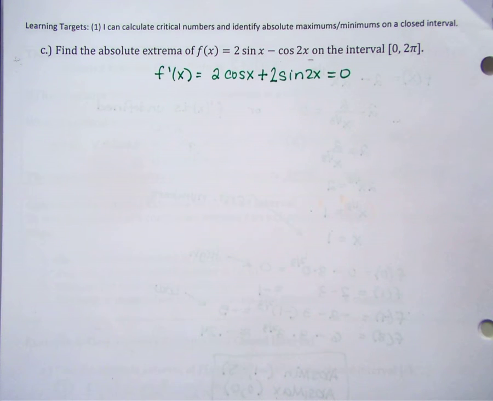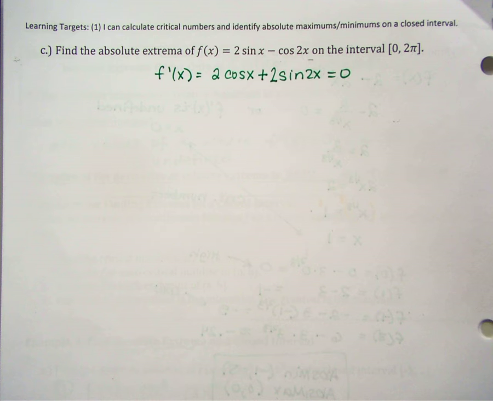Kind of like that first one, I actually don't need to worry about undefined values. Cosine of x is defined everywhere, sine of x is defined everywhere. So when you have a combination of those two that are continuous functions on all real numbers, you'll end up with another continuous function with a domain of all real numbers. So I don't need to worry about where the derivative is undefined. I do need to worry about how to solve this.